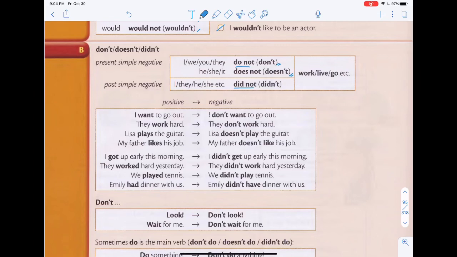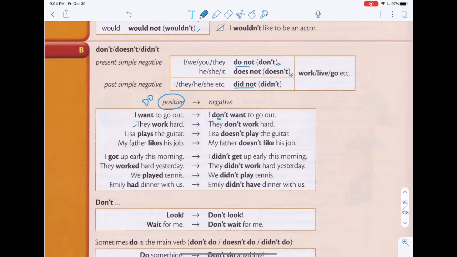Now let's look at positive to negative. I want to go out. So negative, it will be I don't want to go out. They work hard. They don't work hard. So because all the positive are the do, right? Because they do it. So you don't say I do want to go out. You can just say I want to go out. But for the negative, because it is already understood that the positive sentence is something to do with do, in the negative, you need to add in don't, doesn't, or didn't.